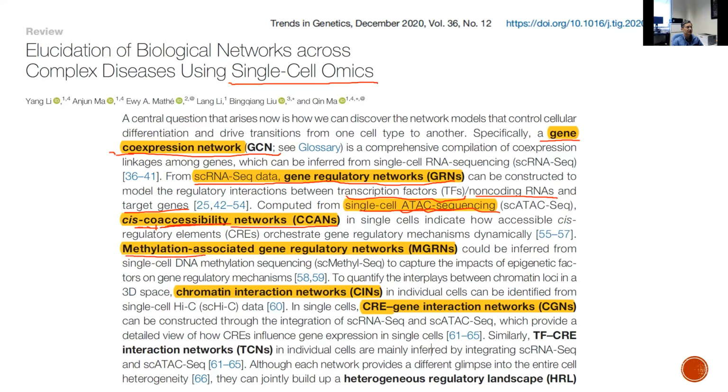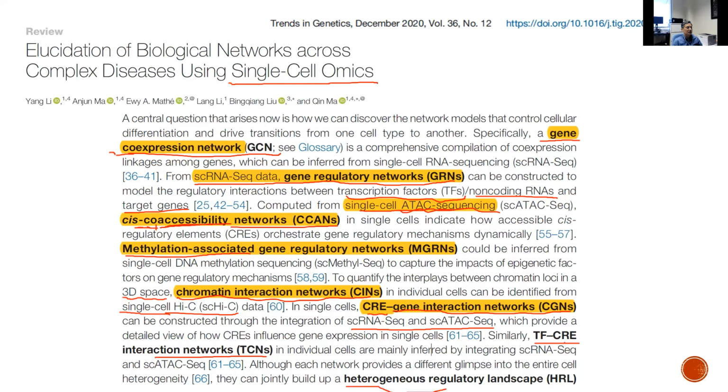Similarly, if you have methylation information, you can build the methylation signal association gene regulatory network. And if you have so-called Hi-C analysis, and nowadays you can do single-cell Hi-C, then you get the three-dimensional spatial interaction information, from which the chromatin interaction network can be constructed. And then the cis-regulatory element and gene interaction network can be constructed if you combine information from single-cell RNA-seq and single-cell ATAC-seq. Finally, you can have a transcription factor and cis-regulatory element interaction network.